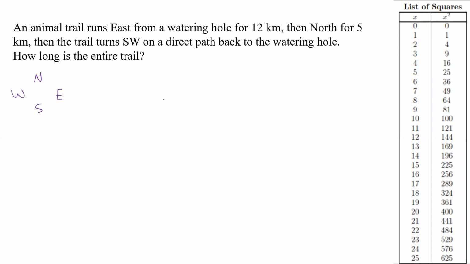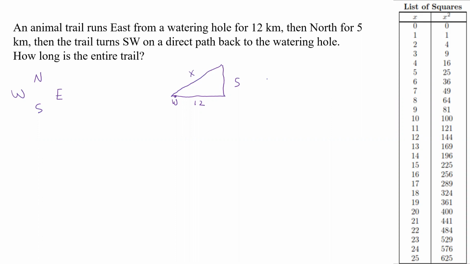So that's our directions. If we start at some watering hole, we'll call that W. An animal runs east from a watering hole, so it's going to go this direction. Then north, so then it runs this direction. Then southwest, well, southwest is going that way, back towards the watering hole. That's going to be what our triangle looks like. And it says it ran 12 kilometers here, then it ran for 5 kilometers here, and then it wants to know how long is the entire trail. So first we have to figure out what that is, and then we have to add up all the sides. Okay, so that's not too bad.